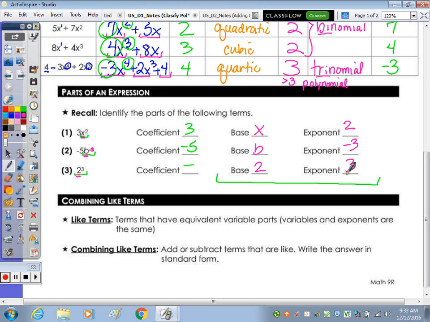Anything that's numeric, like 2 cubed, means 2 times 2 times 2, or 8. Okay, we usually write it as 8 and we don't leave it as 2 cubed. And now we're going to finish by combining like terms.